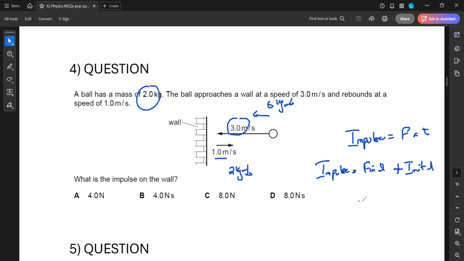So what will the impulse be when the direction changes? It will be 2 plus 6. So 2 plus 6, what do we get? We get 8 Newton second. So the impulse or the change in momentum here is 8 Newton second. So D will be the right answer. If the direction changes, you add the final and the initial to get the impulse. If the direction does not change, then you subtract the final and initial to get an impulse.